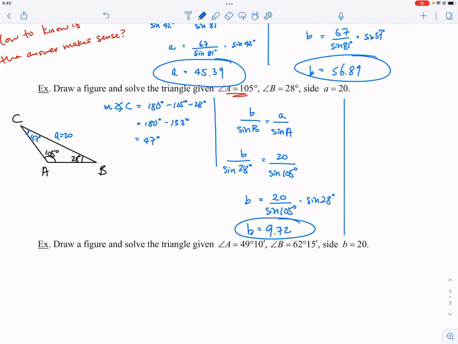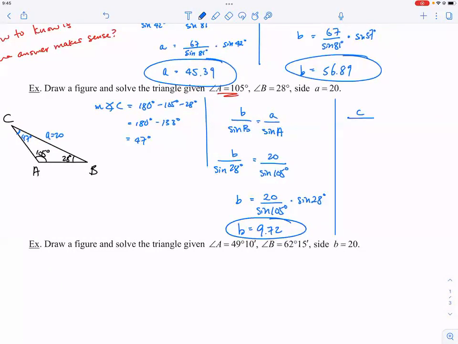And then to find out your length C, we say C over sine C is equal to A over sine A. And C is unknown, but we know angle C, that is 47 degrees. And A is 20 over sine of 105 degrees.